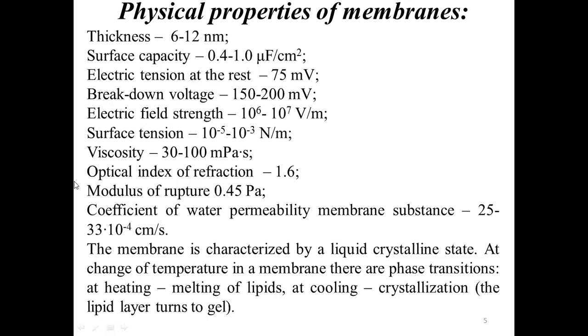The membrane can be presented as a liquid crystalline state. When we have a change in temperature in the membrane, there is a phase transition. At heating, we have melting of lipids. At cooling, we have crystallization. That means that the lipid layer turns to a gel.